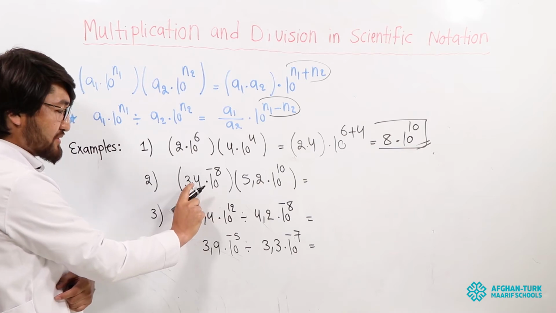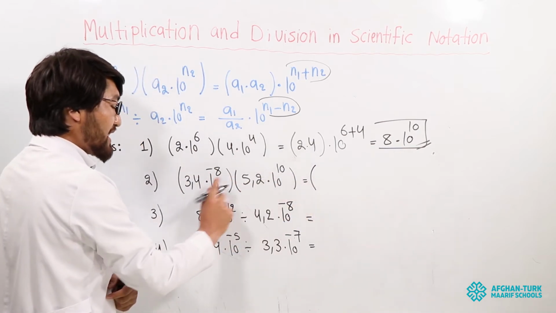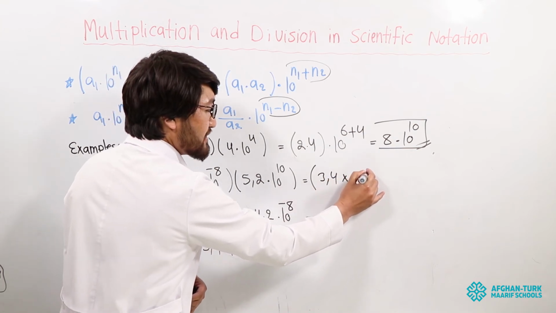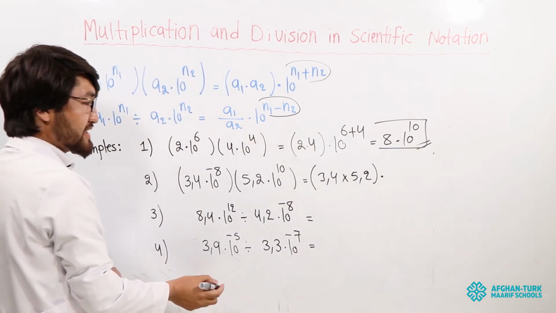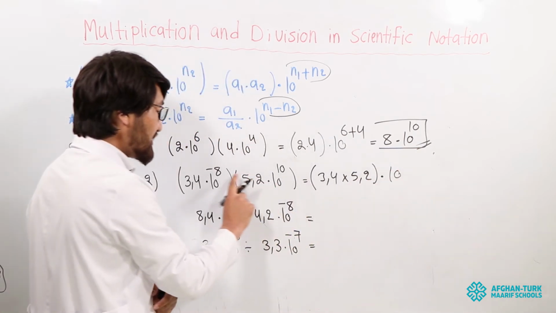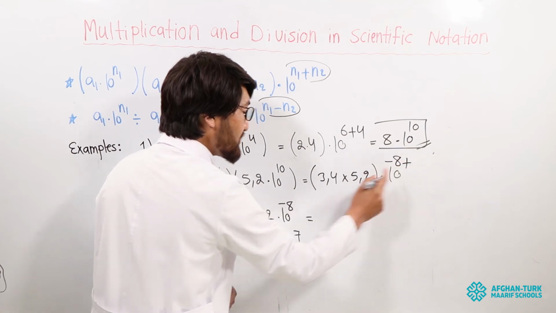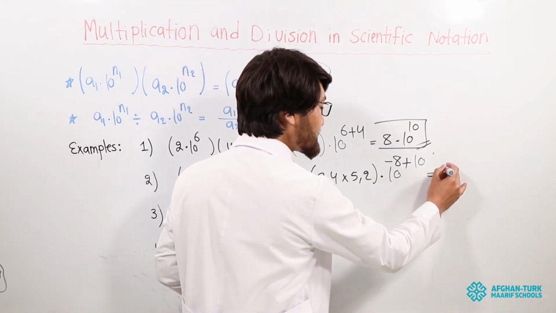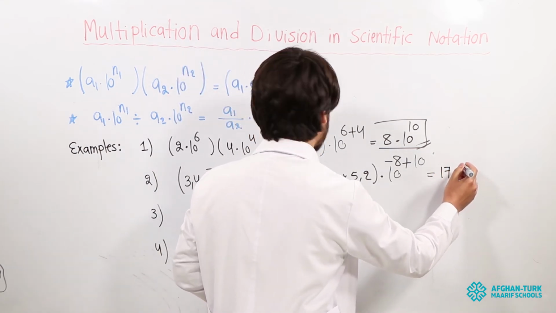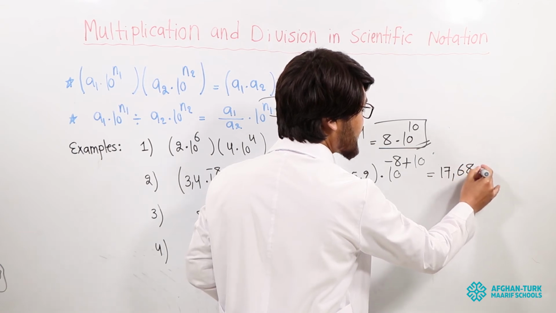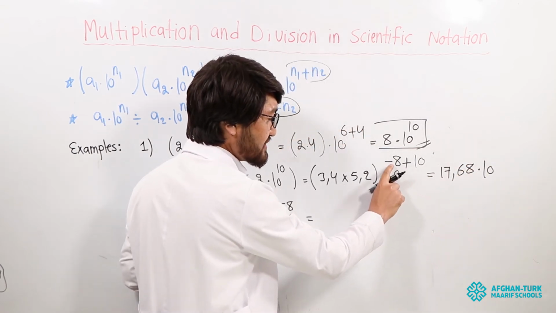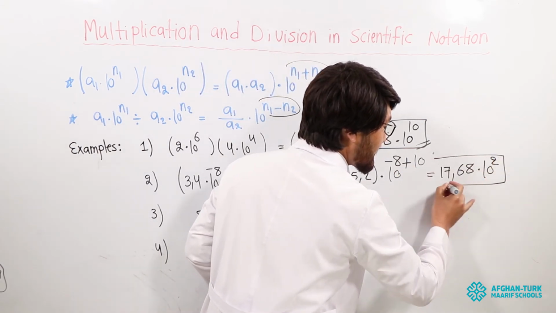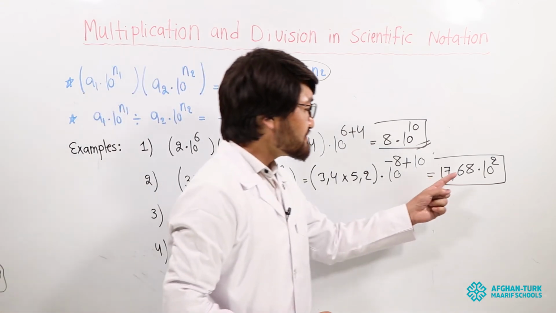Now example number 2. Here also we have two numbers. First of all, we multiply the numbers, 3.4 times 5.2, times 10 to the power of minus 8 plus 10. We multiply these numbers. The answer is 17.68 times 10 to the power of, what's the answer here? Minus 8 plus 10 is equal to 2. This is our answer.